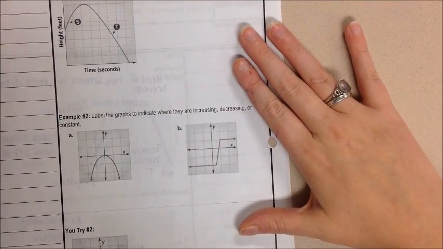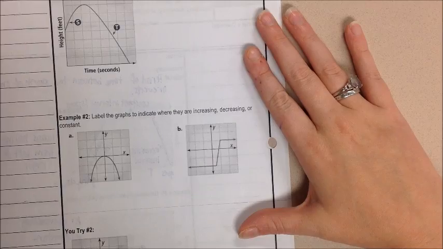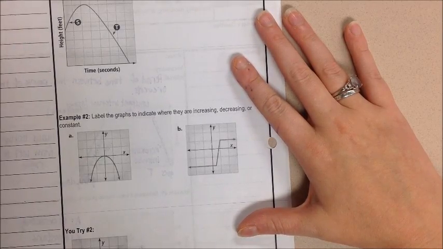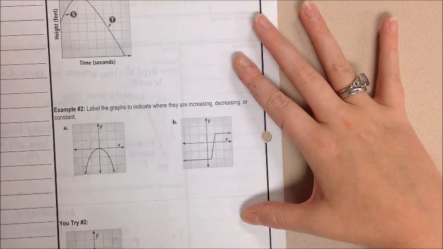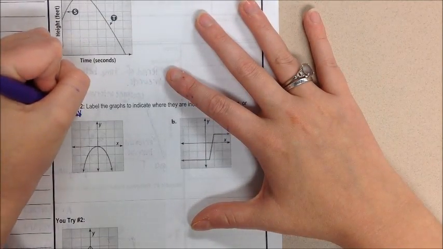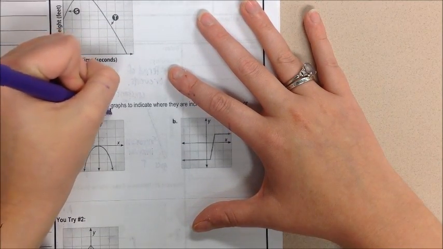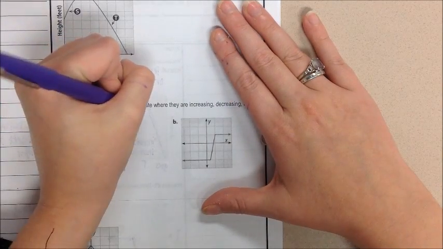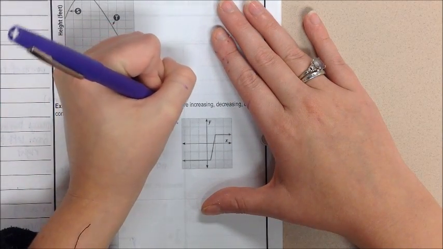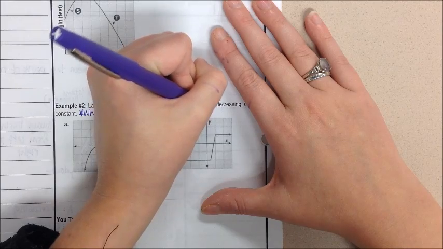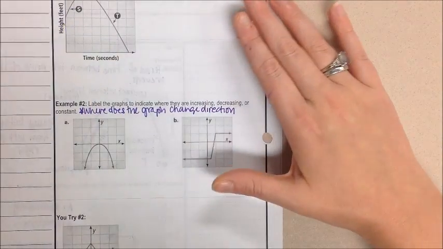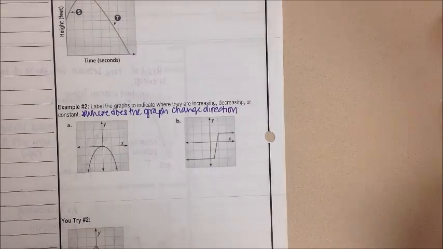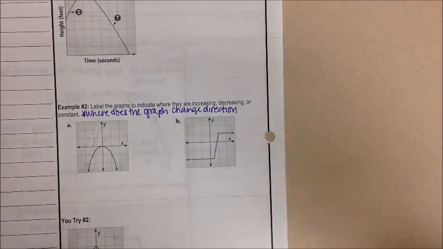Now we're going to move on to example number 2. We're going to label the graphs to indicate where they are increasing, decreasing, or constant. So they've now taken away the letters. Back on example number 1, they gave us the letters and told us where the intervals are. This time I have to create them. So really what I'm looking for is where does the graph change directions? Where does it change interval, or where does it change from increasing to decreasing, or increasing to constant, and so on and so forth.